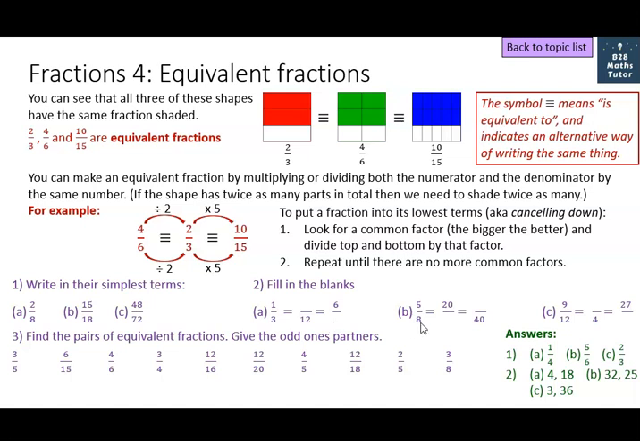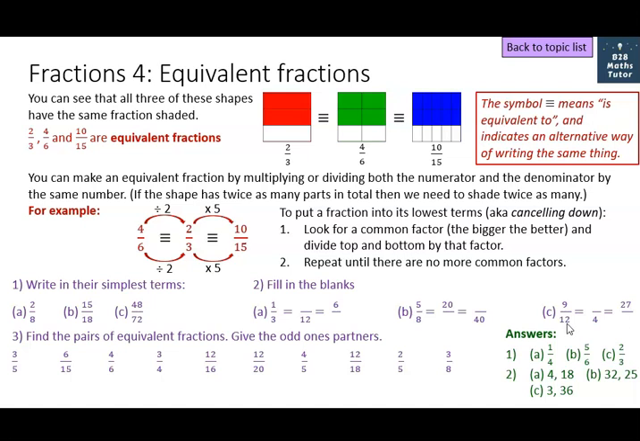Looking at B, we've multiplied by 4 to get from 5 to 20. So we need to multiply by 4 on the bottom as well. So we get 32 there. And then we've multiplied by 5 to get from 8 to 40. So we need to multiply by 5 on the top as well, and we get 25 on the top.